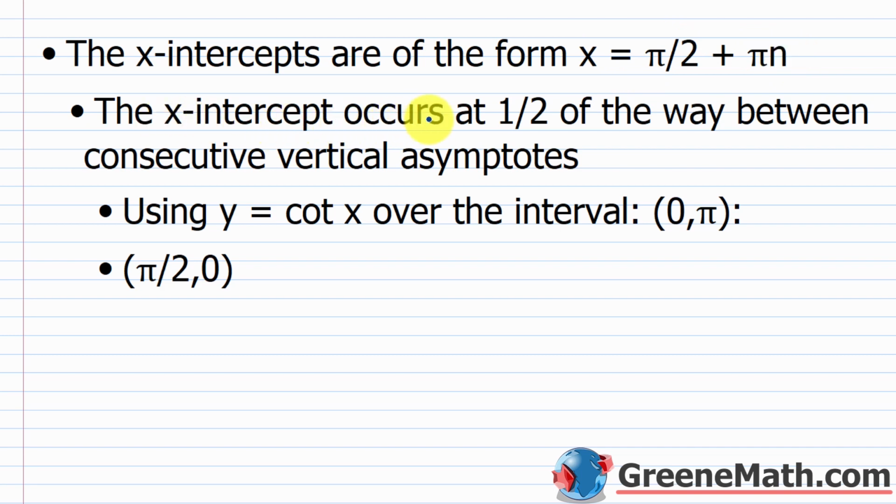The x-intercept occurs at half of the way between consecutive vertical asymptotes. So if we use that basic y equals cotangent of x over the interval from 0 to pi, both being excluded, this is going to happen at pi over 2 comma 0. So you want to memorize that point.